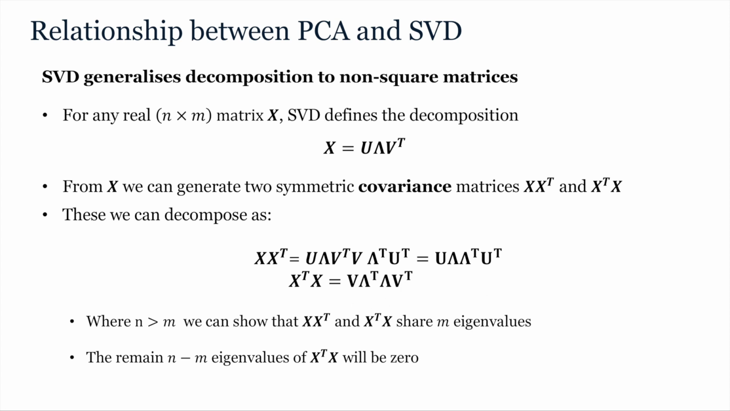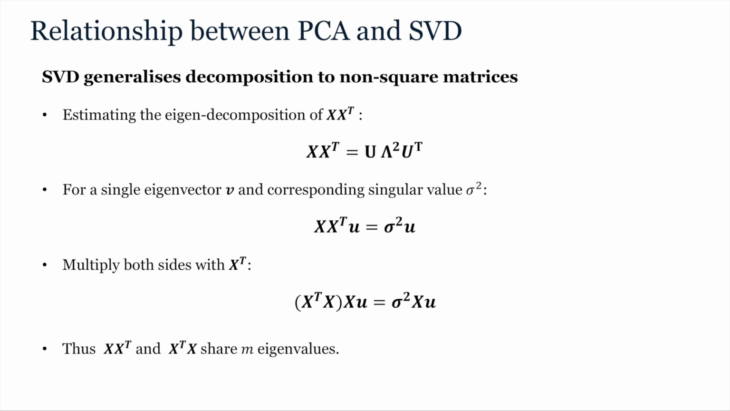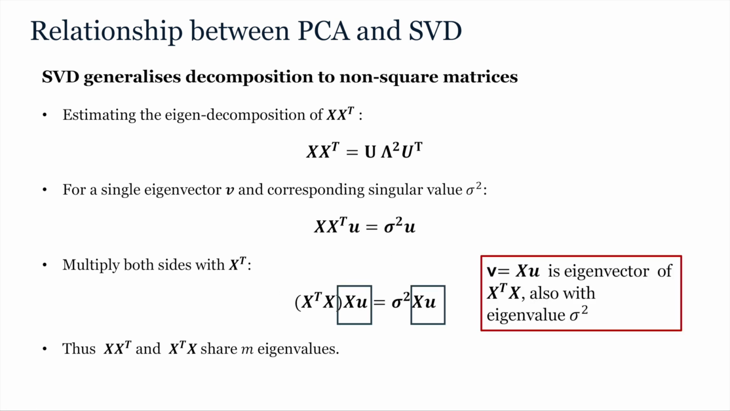It is then possible to show that in the case that n is greater than m, these two covariance matrices will share m eigenvalues and the rest will be 0. This is because when you estimate the eigendecomposition of X X transpose, this will return for a single eigenvector U and corresponding singular value sigma squared the following familiar eigenvector equation. We can then see that if we pre-multiply by X transpose, sigma squared is also an eigenvalue for the covariance matrix X transpose X with eigenvector V equals X U.